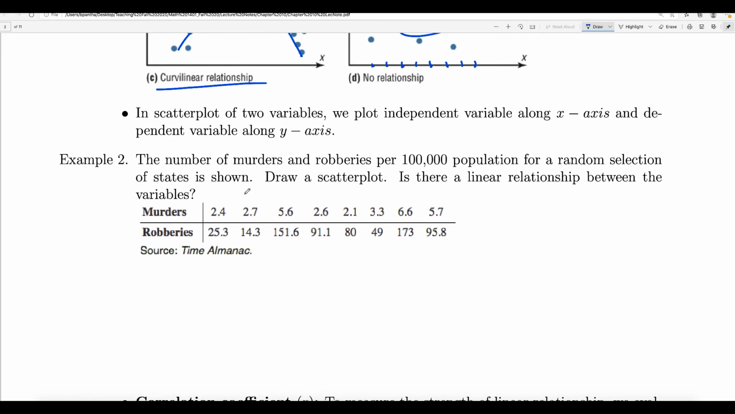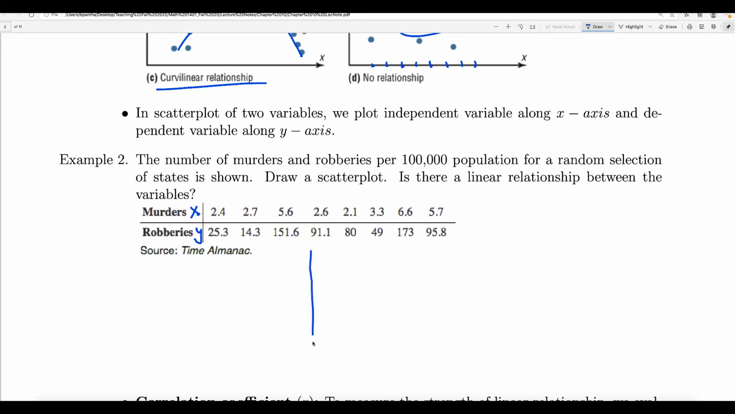Okay, so what you do, the number of murders and robberies per 100,000 population for a random selection of states is given. Draw a scatter plot. Okay, is there a linear relationship between the variables? So how we do it is basically, which one is dependent and which one is independent variable? For the correlation, it does not matter whichever you pick as dependent or independent. But for the regression, that is section 10.2, it matters. Okay, first let's say murder is x and robbery is y.